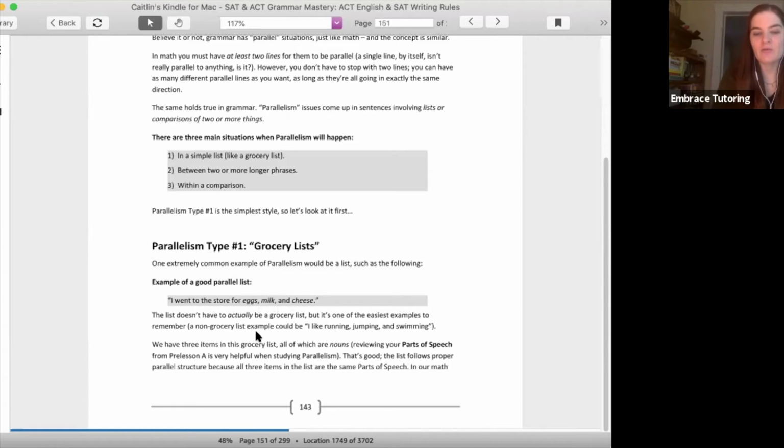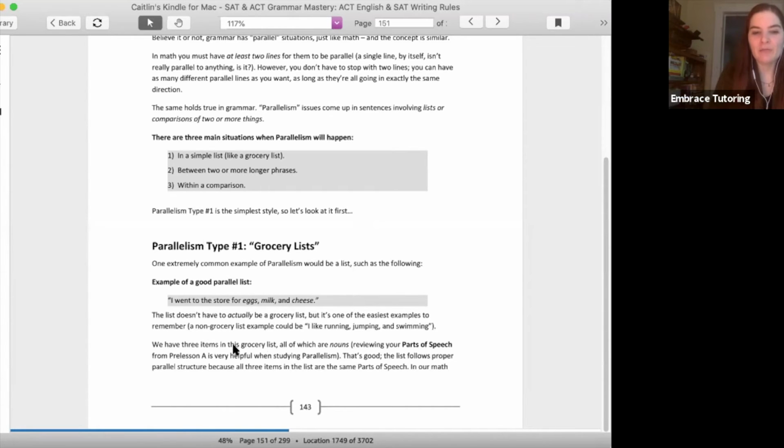A non-grocery list could be, I like running, jumping, and swimming. So you're listing the things that you like. Again, you're using commas in a series to introduce the things that I like to do.